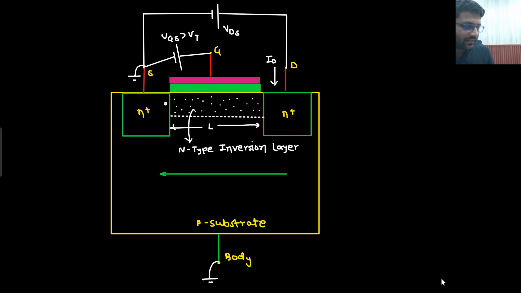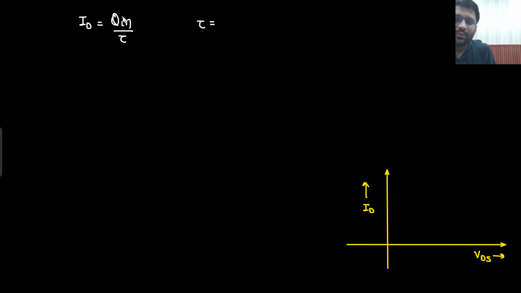So what will be your current? Current will simply be charge divided by time, I equals dQ by dt. Say yes or no. Now what will be the time? What is the formula of time? Time is distance upon speed, right? So length upon the drift velocity of electron.